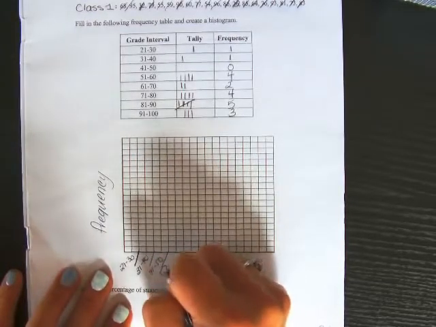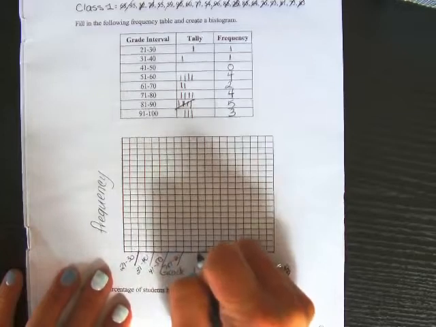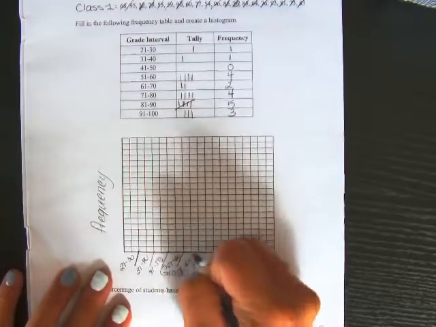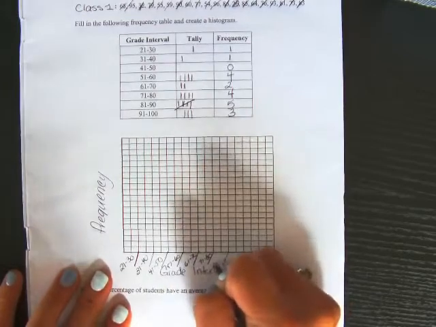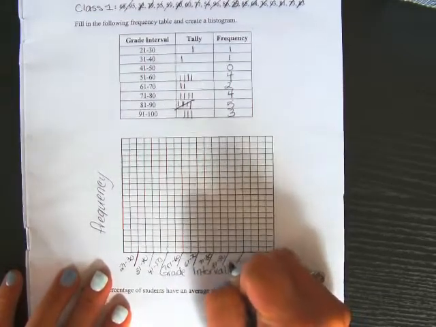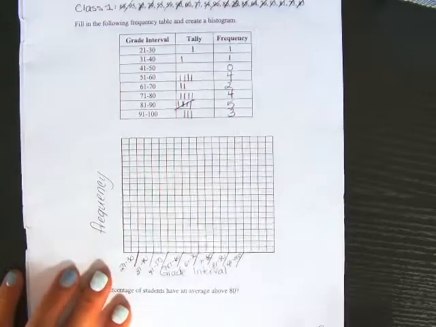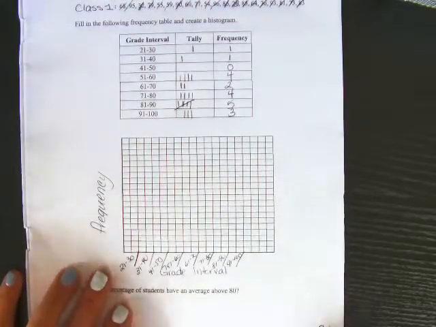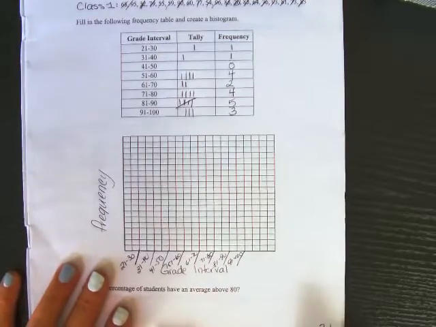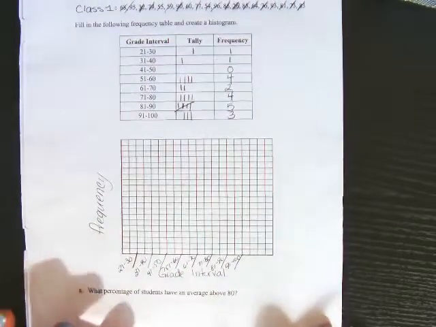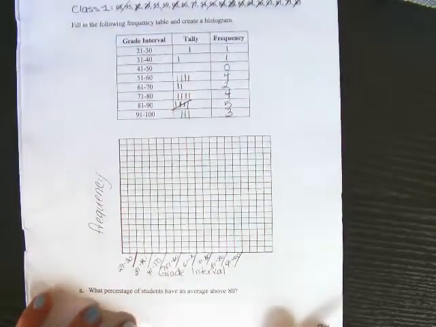41 to 50. 51 to 60. 61 to 70. 71 to 80. 81 to 90. And 91 to 100. Okay, now a histogram really looks like a bar graph, which I know you have seen before. You might not know what I'm talking about, but when we're finished with this, you will.